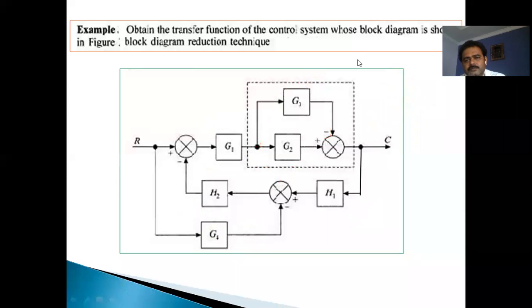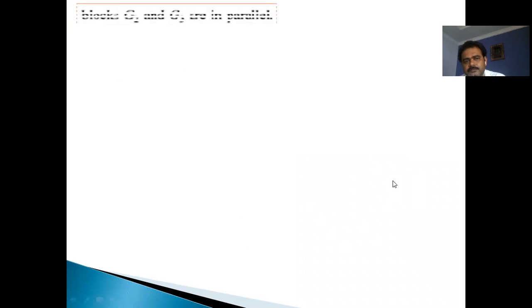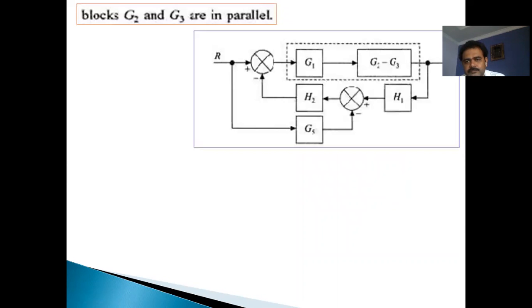Okay, let us try to solve this example. The first step is: blocks G2 and G3 are in parallel. So I have eliminated the parallel paths and replaced them with a single block, that is G2 minus G3. Please note down this figure.